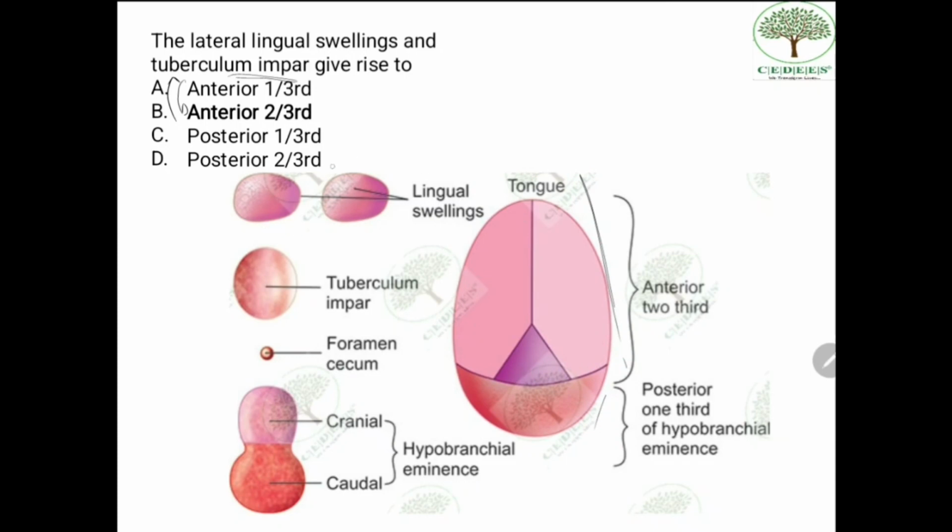Now there are two lateral lingual swellings on either side, and one structure called the tuberculum impar in the center, and those three will fuse together and form the anterior 2/3 of the tongue. That is option B. Whereas there's another structure called the hypobranchial eminence, which has two parts, the cranial part and the caudal part. So this cranial part of the hypobranchial eminence is going to form the posterior 1/3 of the tongue, and the caudal part is going to form the glottis. So just remember, in my lecture on tongue also I've explained the embryology, but do not get confused between anterior 1/3 and anterior 2/3. So it's always divided into the 2/3 anterior and posterior 1/3.